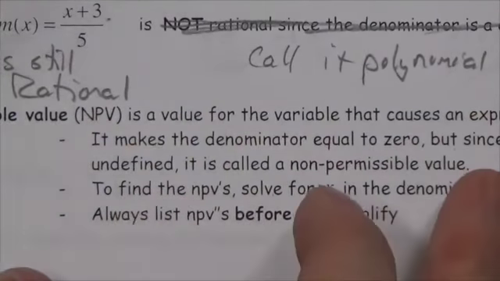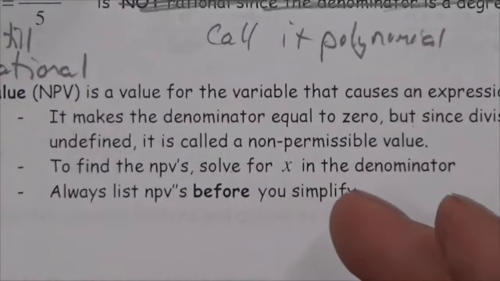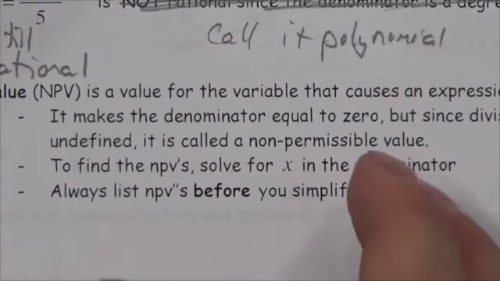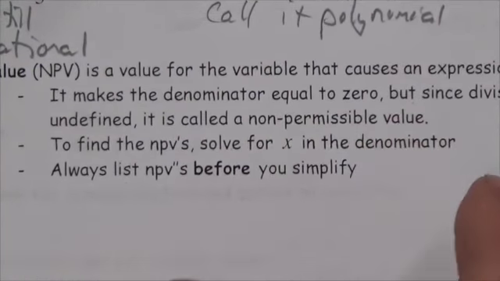Now it's very common for people to immediately assume, because we know that 0 is the problem, that 0 is the non-permissible value. Let me write it down here. 0 is not necessarily a non-permissible value. It can be, but it's got to be a very specific situation. That's not a true statement for all of them. Let's take a quick look.